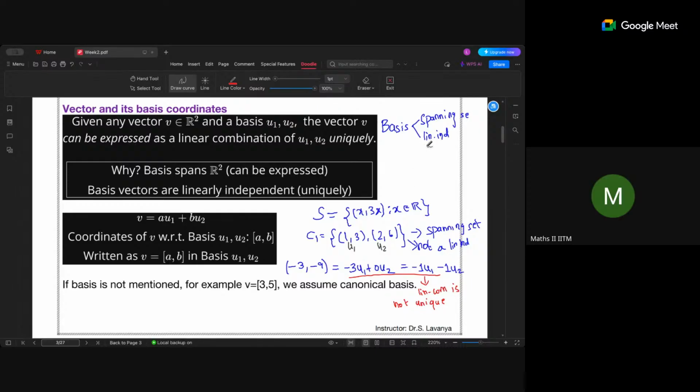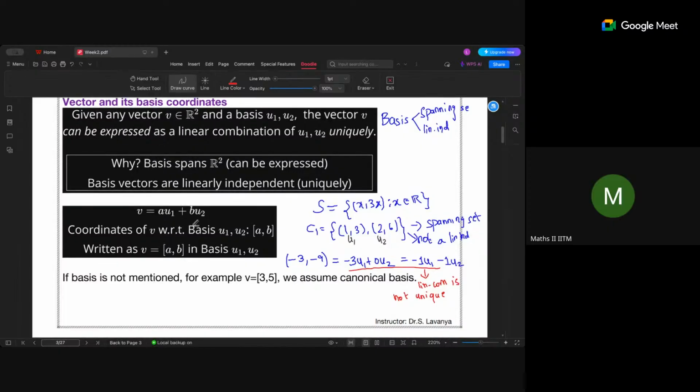So linear independence guarantees that these coefficients are unique. Here the spanning set guarantees that any vector can first of all be expressed as a linear combination of u1 and u2, and the coefficients being unique comes from the property that the basis is linearly independent. So if you have linear independence, then the coefficients are unique. Now if you have any vector v in R2, this is the only possible way we can write v as a linear combination of u1 and u2: a u1 plus b u2.